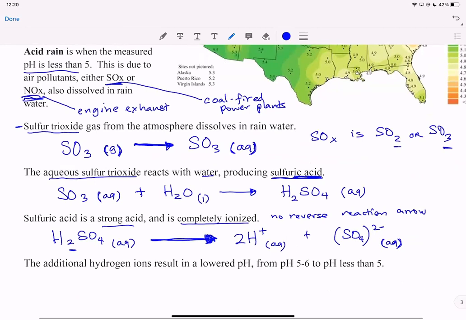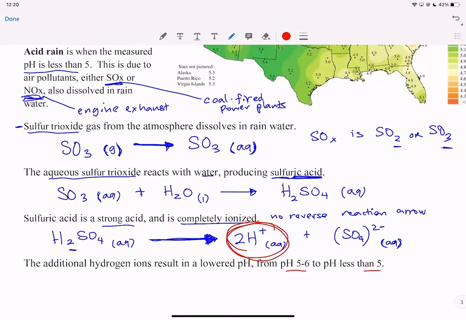And so what this means is that there are hydrogen ions added to the ones that were already there because of the carbon dioxide. So the pH of rainwater was already 5 or 6, and now it's going to be even less than 5, because when you have even more hydrogen ions, that means an even lower pH. And that's a pH of even less than 5. And so that is your acid rain.